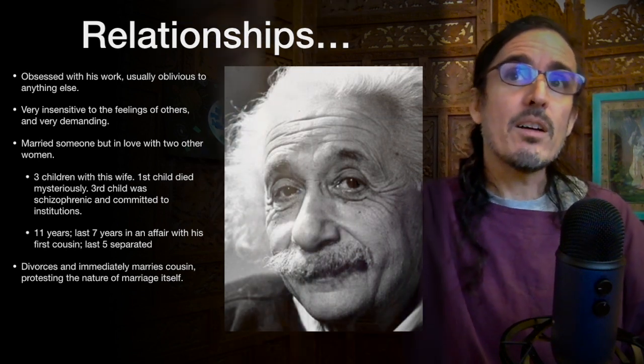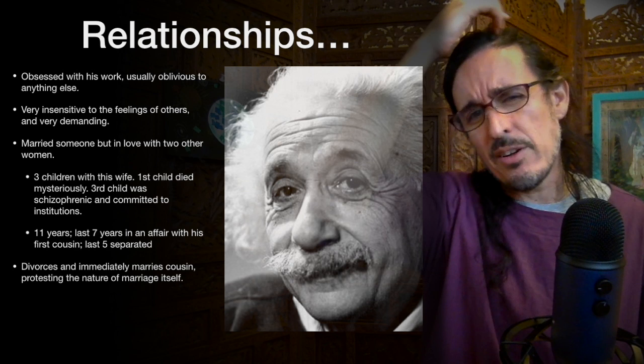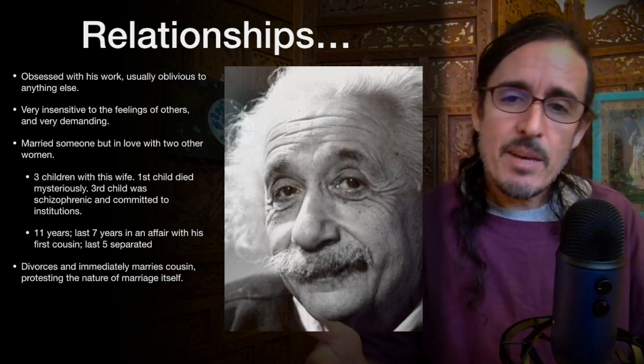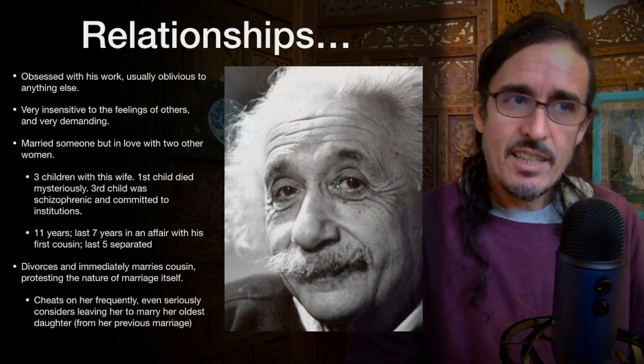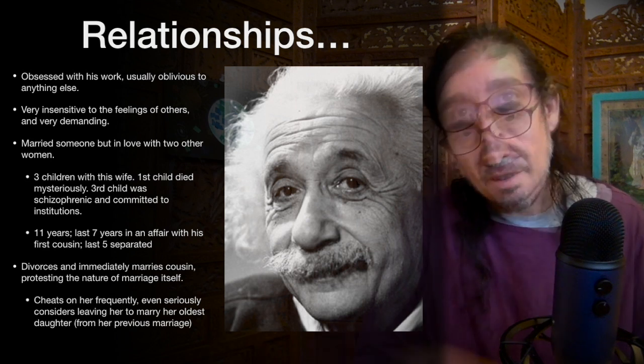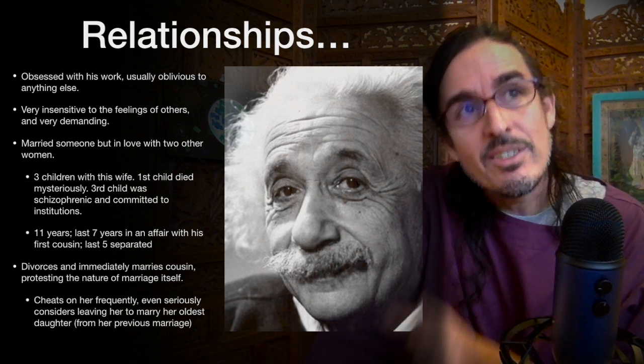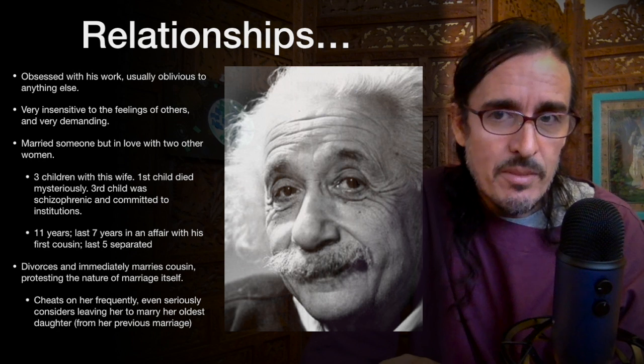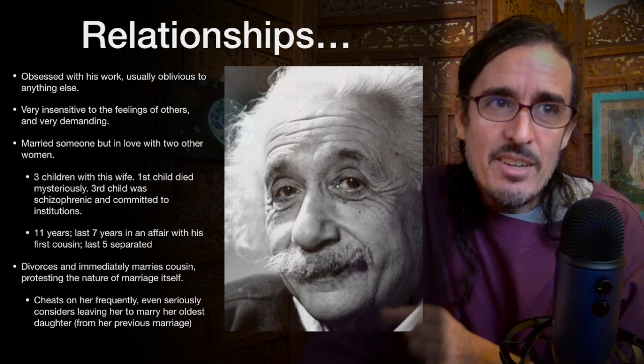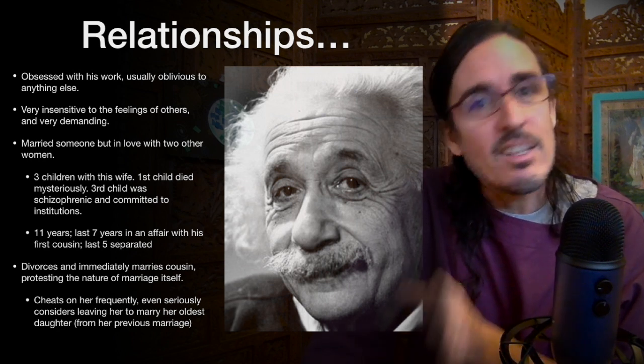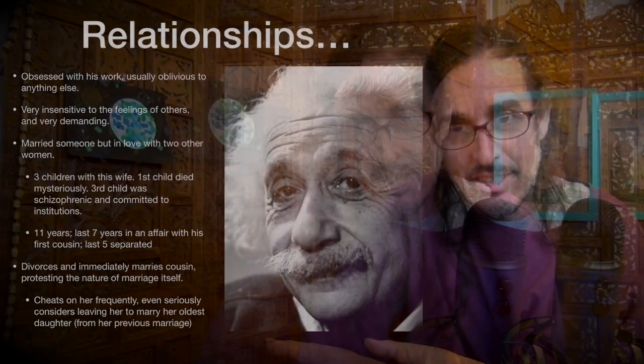But all the while complaining that he's forced to marry her and that marriage is a ridiculous thing. Even after marrying his cousin, he's cheating on her as well. He is even considering leaving his cousin to marry his cousin's eldest daughter from her first marriage. So these are things about Einstein that are super important. Okay, with that out of the way, let's get into his chart.